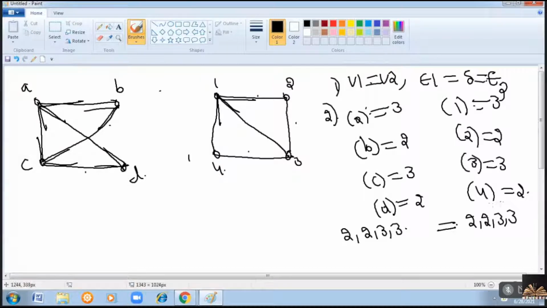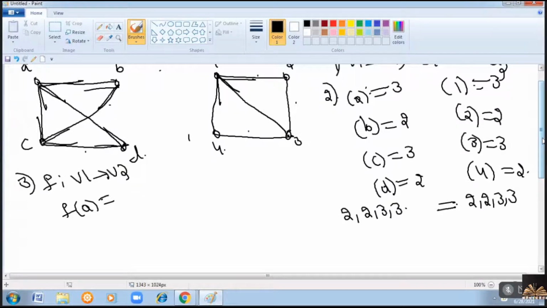So you can develop a function, right? Let me define a function f from V1 to V2. Now what are the vertices in V1? F of A, F of B, F of C, and F of D. Right? So F of A, as A has a degree of 3, in the second graph you have 1 and 3 with the degree 3.